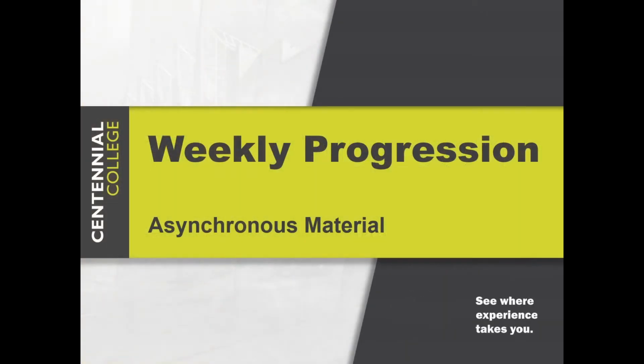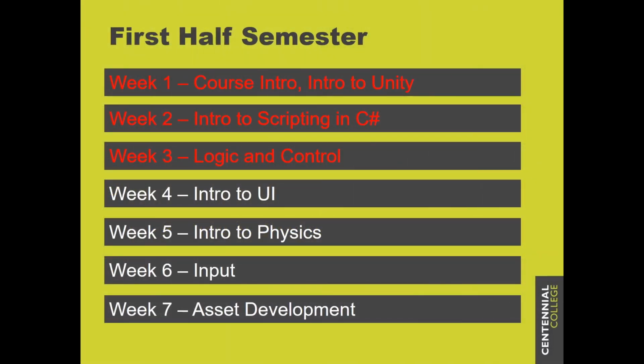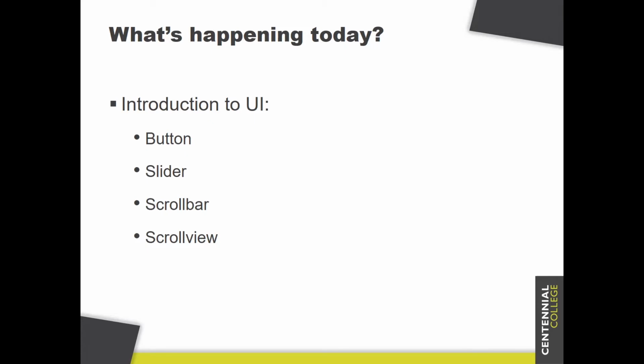We're going to finish up with our UI today, I think. We're doing really well so far. We've covered the course intro and an introduction to Unity, as well as an introduction to scripting and logic and control structures. Today we're going to move on to different aspects of UI, particularly the button, the slider, the scroll bar, and the scroll view. All right, let's get started.